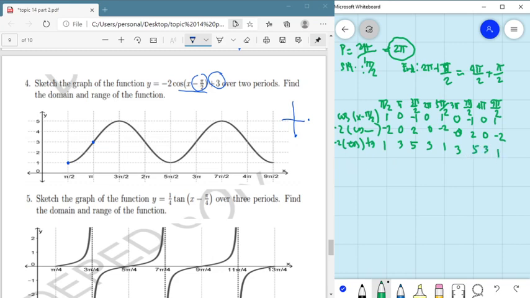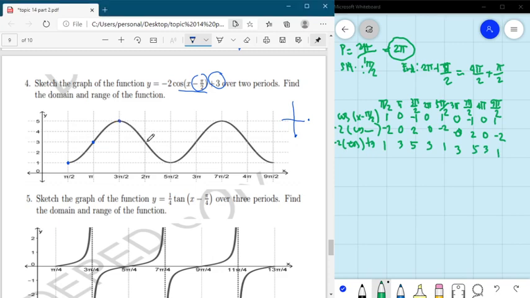So at 3 pi over 2, we have 5. Then at 2 pi is 3. Then at 5 pi over 2 is 1. Then at 3 pi is 3. Then 7 pi over 2 is 5. And then 4 pi is 3.